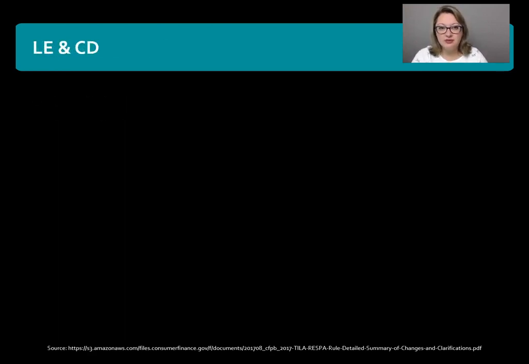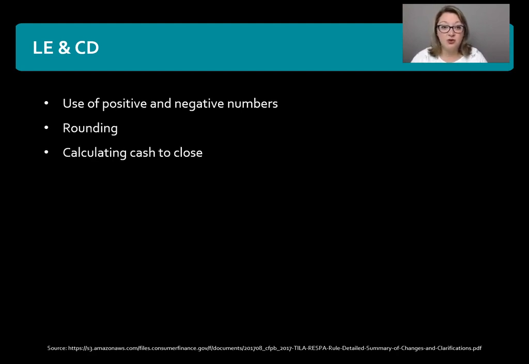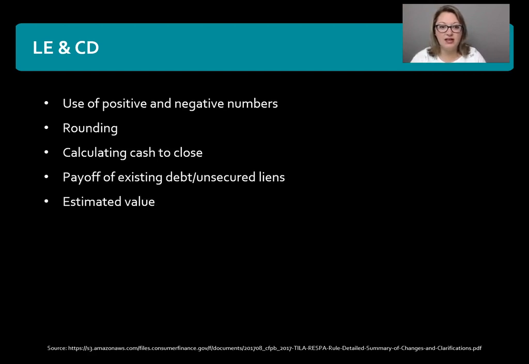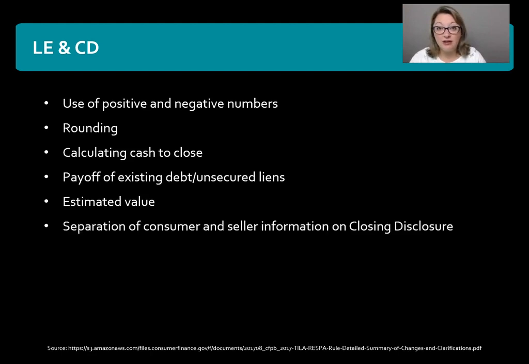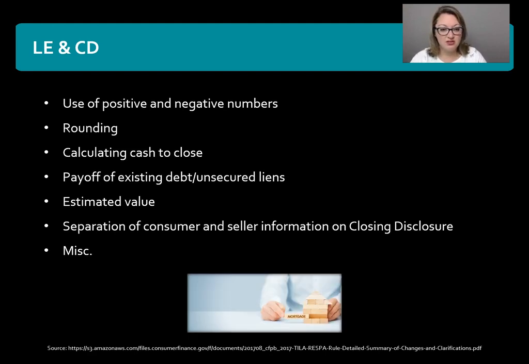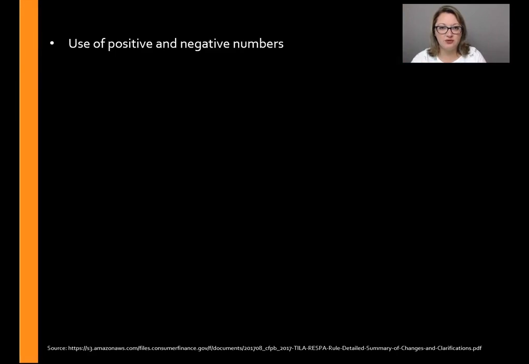So let's talk about some of the updates and clarifications around the loan estimate and the CD. They do give additional clarification on the use of positive and negative numbers and also as far as rounding, calculating cash to close, payoff of existing debt and unsecured liens, how they want that listed, the estimated value of the property in certain situations, the separation of consumer and seller information on the closing disclosure, and a few other miscellaneous items. So let's take a look at each one of these.